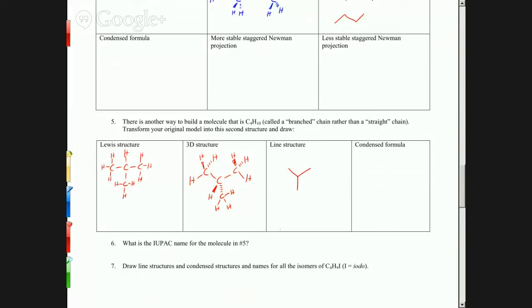Now you can also have dashes and wedges on these line structures. We won't see that until a couple chapters from now when we're talking about some of the 3-dimensional arrangements. Actually, I'll take that back. We will see that later in this chapter 3 when we talk about some cyclic compounds. But for now, we'll focus just on these lines. So now let's practice drawing some different structures in this way.